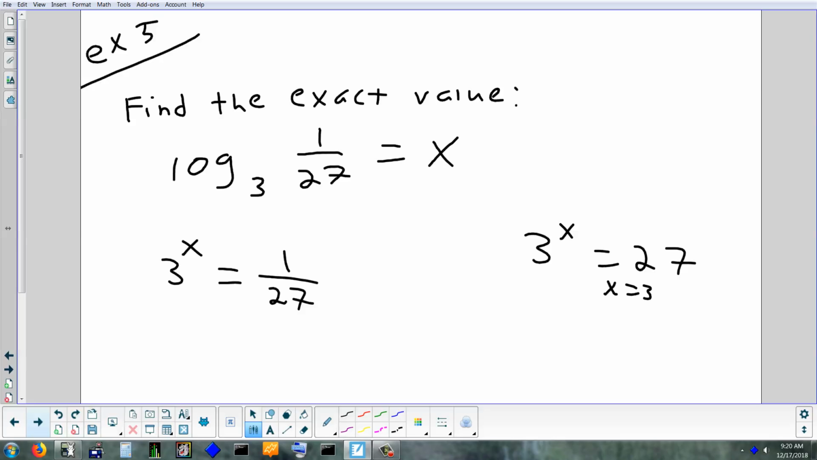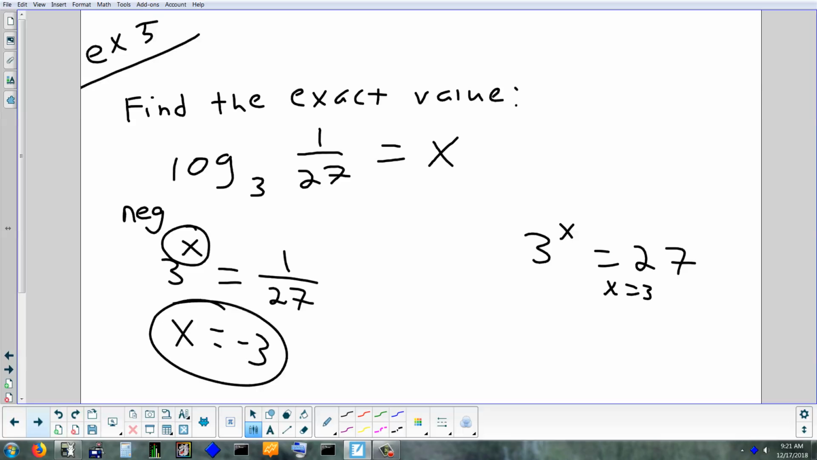It's negative 3. So anytime you've got an exponential expression equal to a fraction, that means the exponent has to be negative. That's how you get fractions. A negative causes it to flip. So if 3 would give you 27, negative 3 would give you 1 over 27.